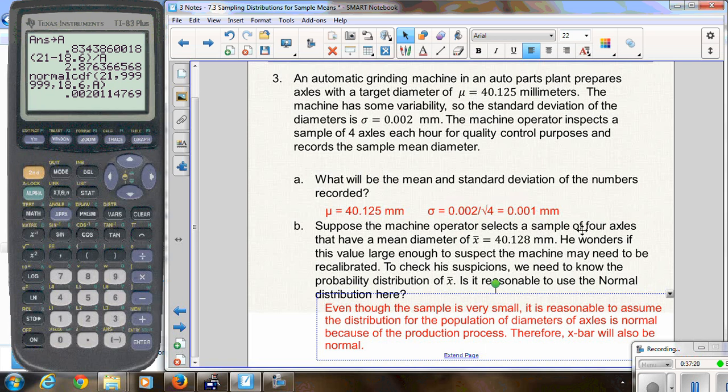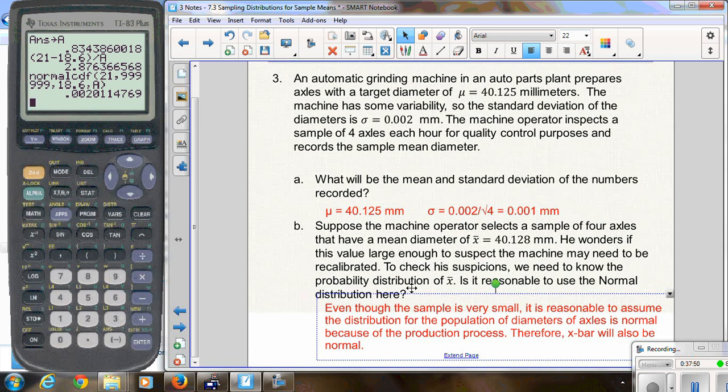So suppose the machine operator selects a sample of 4 axles that have a mean diameter of 40.128. I can see that that's slightly higher than what the mean is supposed to be. He wonders if this value is large enough to suspect the machine may need to be recalibrated. To check his assumptions, we want to know the probability distribution of X bar, because what he'd probably try to do is find the likelihood of gathering a sample that large, knowing the sampling distribution. And so we'd need to know what probability distribution we could use.